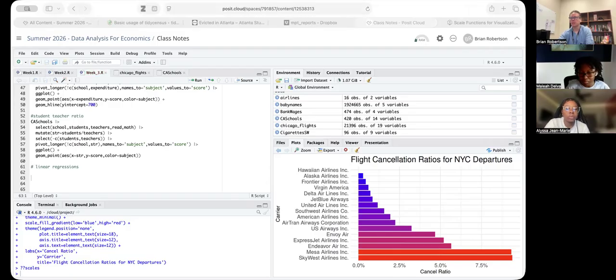So the question then becomes, how on earth do I do linear regressions in R? And we're going to get into that right now. We're going to go back to our flights data.